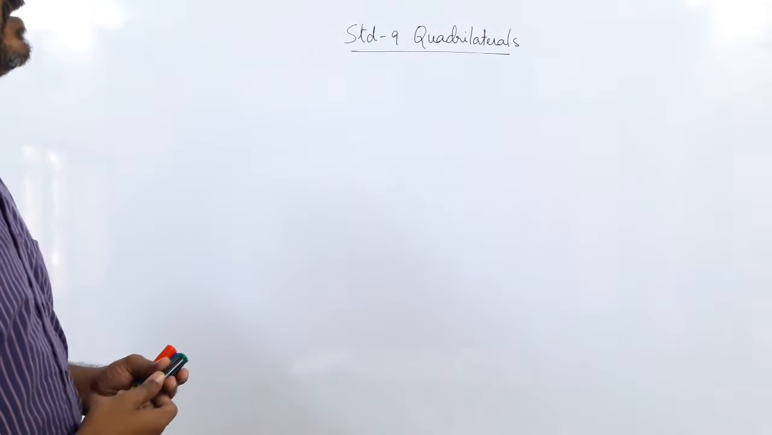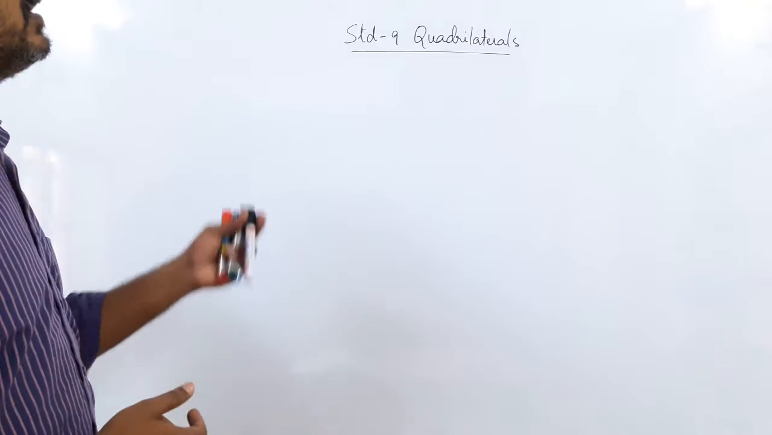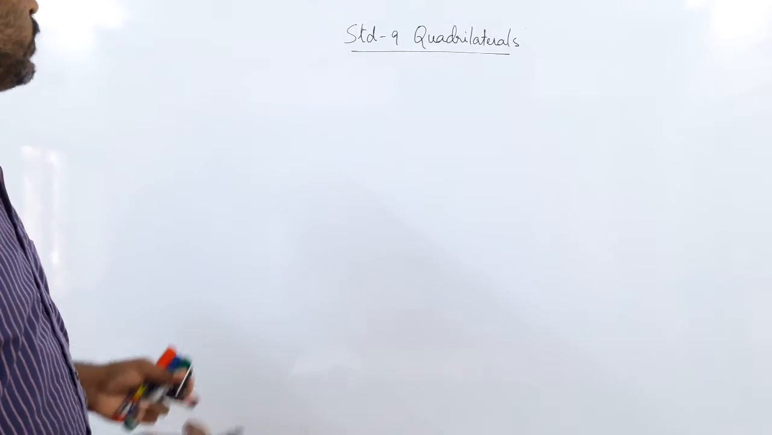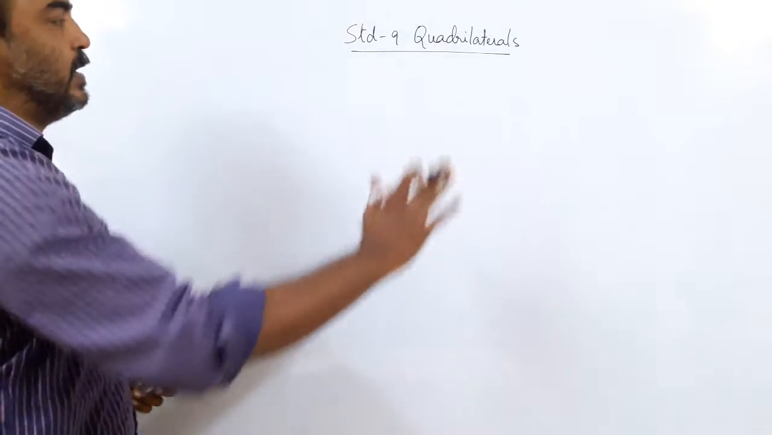Quadrilaterals, which comes after triangles. Now, what is a quadrilateral? We'll first see. Before that, let us understand a plane.